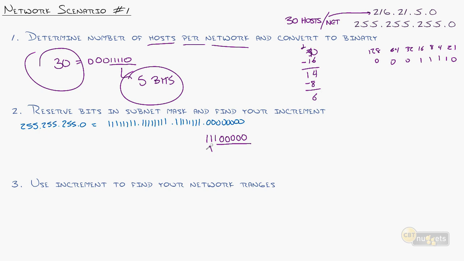Right? This is still subnetting. I'm still breaking one network, which was 216.21.5, into multiple subnetworks, but I just wanted to make sure that those subnetworks, however many I get, will have at least 30 hosts per subnetwork. Okay. Everything else is the same.